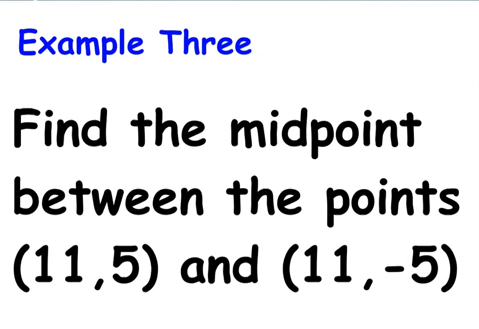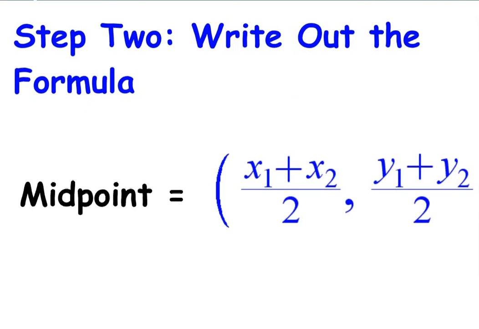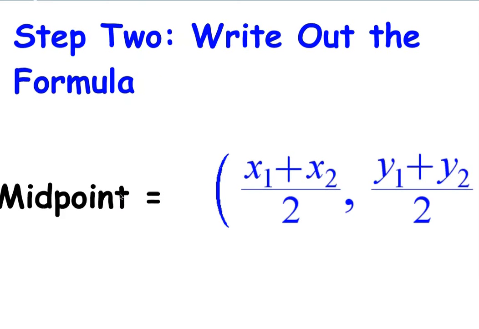Alright, example 3. Find the midpoint between 11, 5 and 11, negative 5. We'll go through this one pretty quick. Here we have our points labeled x1, y1, x2, y2. Again, it's the same exact formula we've been using. It's not like the formula changes.